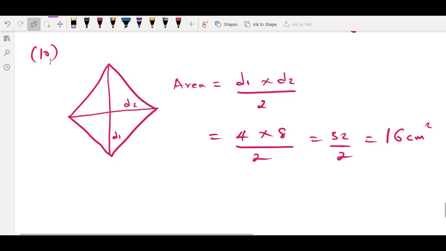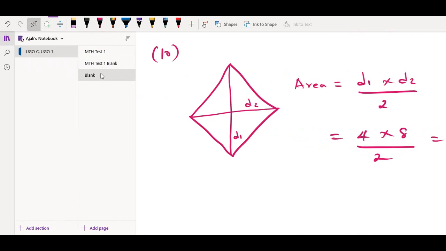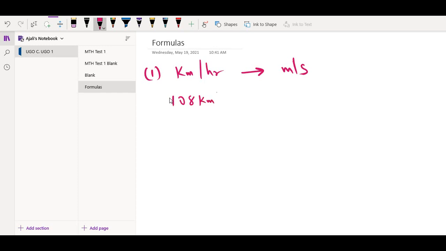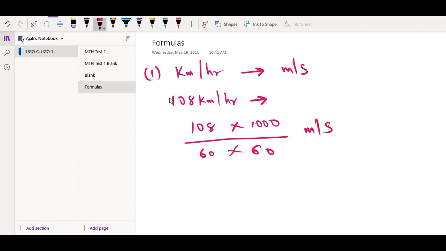Okay, so let's open a folder where we'll keep our formulas. So today we are able to see how to convert from kilometers per hour to meters per second. And we saw that if we have 108, to convert it to meters per second, it will be 30 meters per second. The number two.